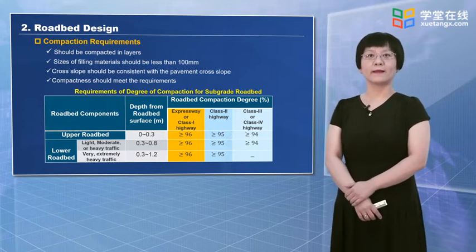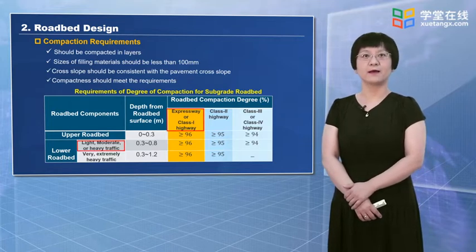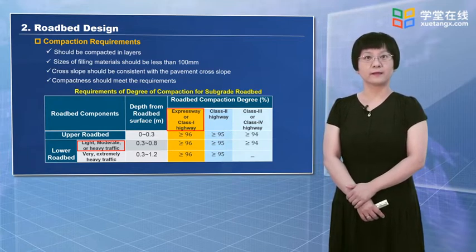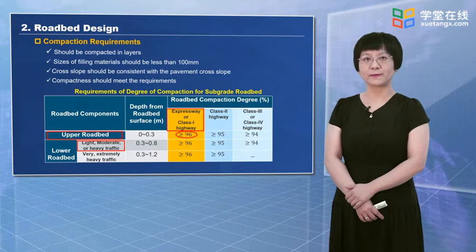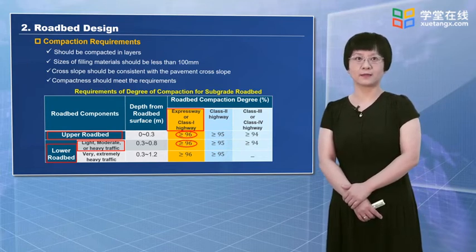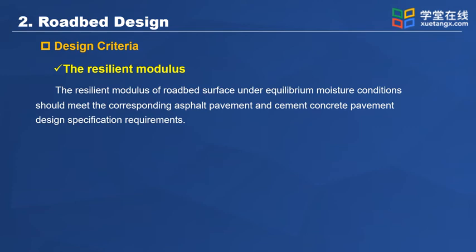For example, when the highway is first class, and the traffic level belongs to the highway traffic, then the depth of roadbed is 0.8 meter. The degree of compaction of upper roadbed needs to be equal to or bigger than 96%, and the lower roadbed also needs to be equal to or bigger than 96%. There are two kinds of criterion of the subgrade, such as resilient modulus and verification criterion.